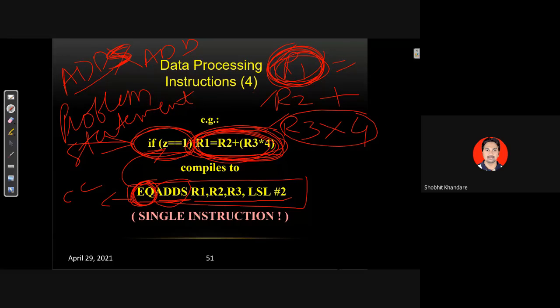अब ये देखो ऑपरेंड कैसे लिखे, R1, R2, R3, LSL #2. Now let me explain you this concept now. अभी ADDS आपने किया, आपको पता है उसका मतलब क्या है। ओके, अब इसका मतलब क्या है? You have to start from back.